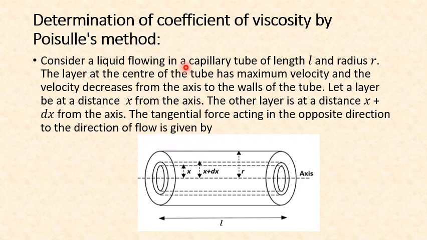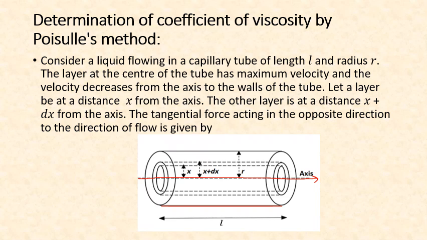Consider a capillary tube of length L as shown in the figure. We have taken a capillary tube and let R be its radius. Now at the center of the tube, the layer which is flowing will have maximum velocity. This is because we have discussed in the previous class that the layer which is directly above the surface of the capillary tube will be at rest.